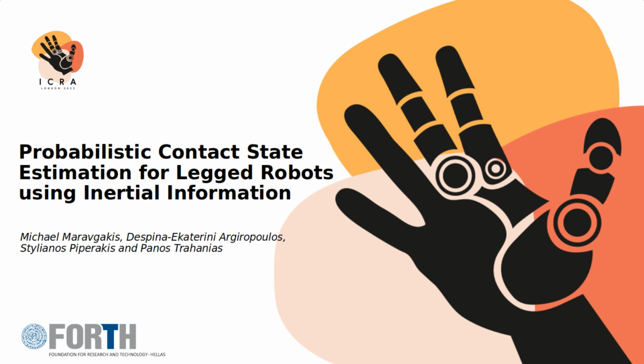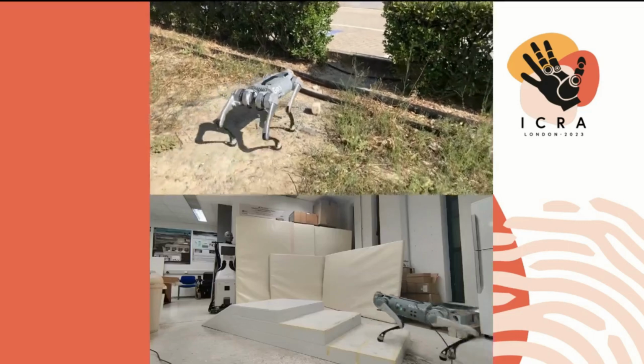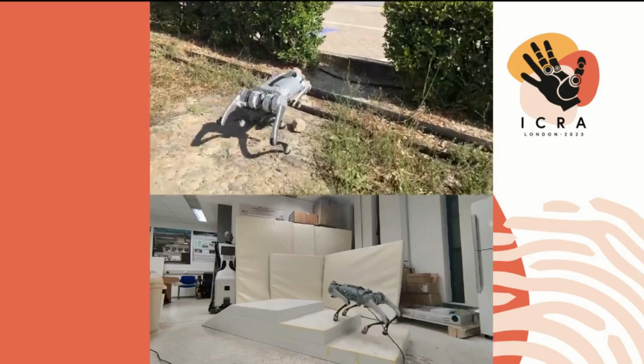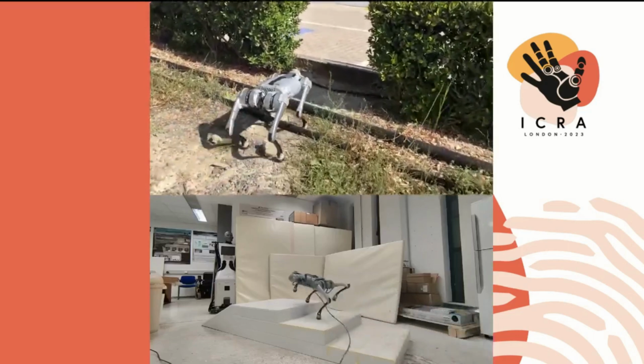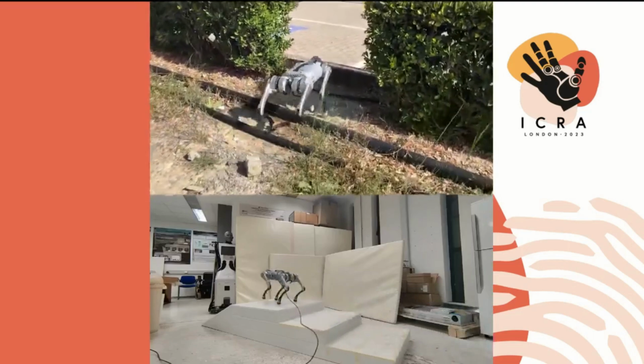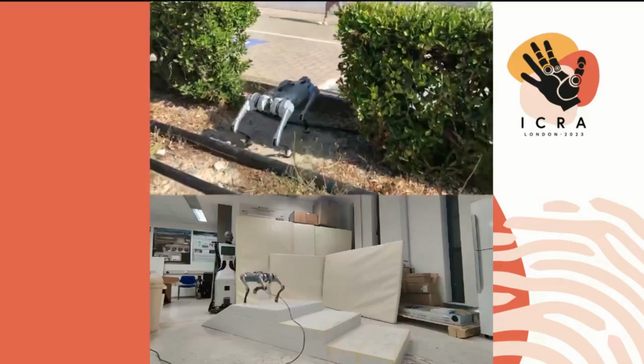In this work, we present a probabilistic contact state estimation framework for legged robots. This approach is based solely on inertial information. Legged robot locomotion can be regarded as a sequence of contacts between the robot's feet and the ground. This ability to discretize space facilitates legged robots to climb stairs and traverse rough terrains.